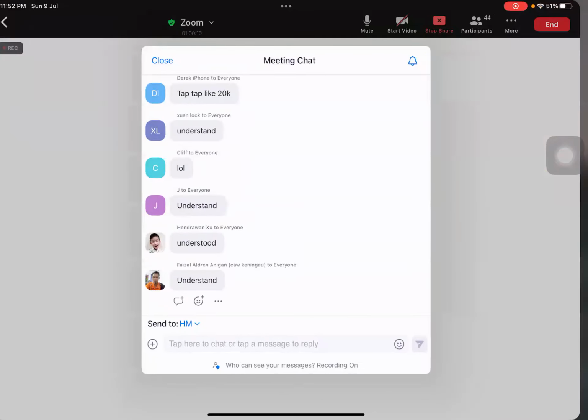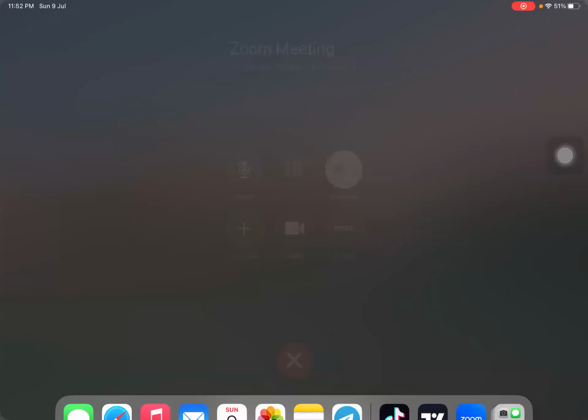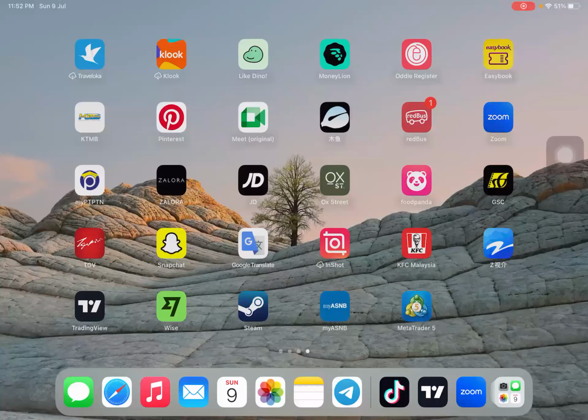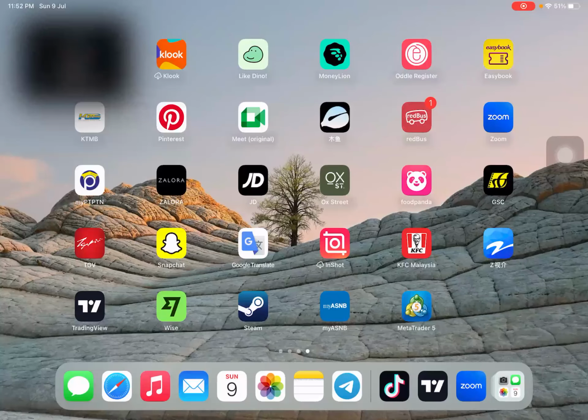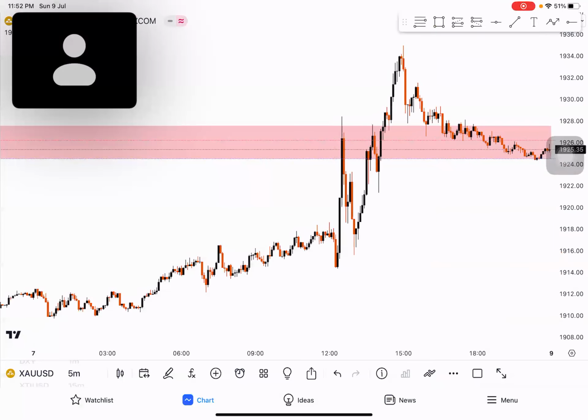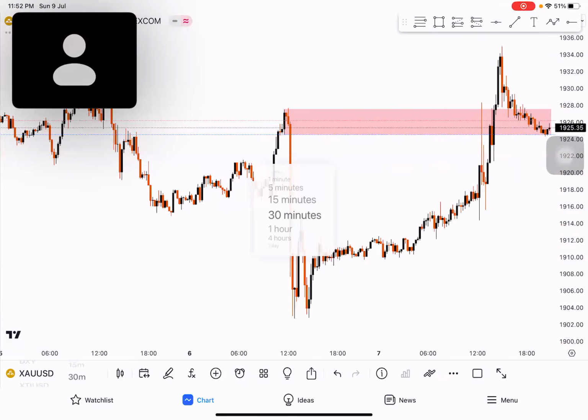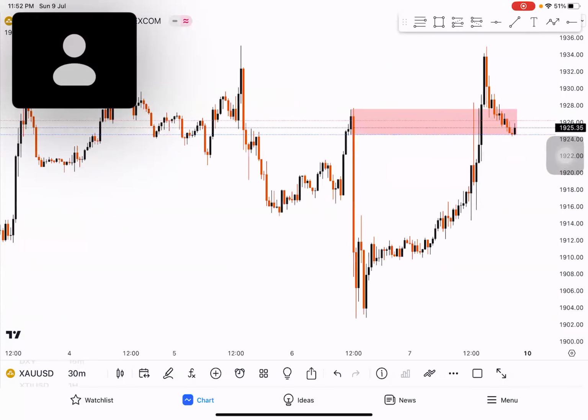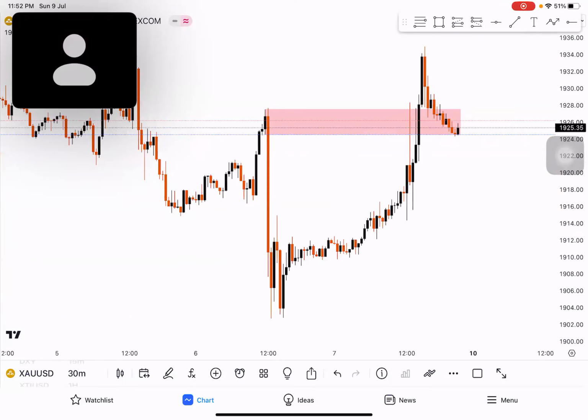So I will explain how we can manage emotions and also money management. For example, I will give you examples of the entries on the H1 setups and the M30 setups last Friday. On last Friday, this is the one I was trading.